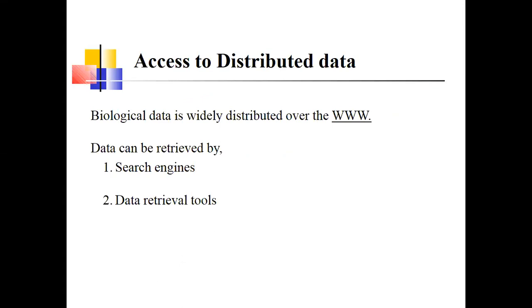from different databases. So, access to distributed data: we have millions of biological databases available nowadays. Biological data is widely distributed all over the world with the help of the WWW, the World Wide Web. Data can be retrieved by search engines and data retrieval tools. Different search engines are available for different databases. With the help of those search engines, you can easily extract or access the data. After that, different tools are available for retrieving data.